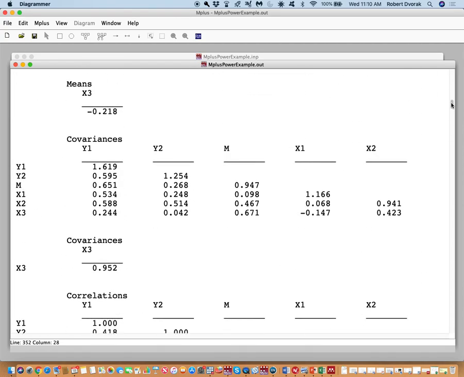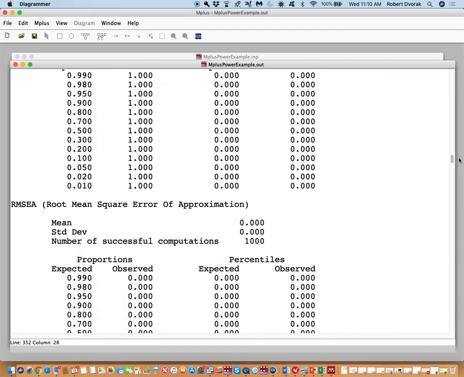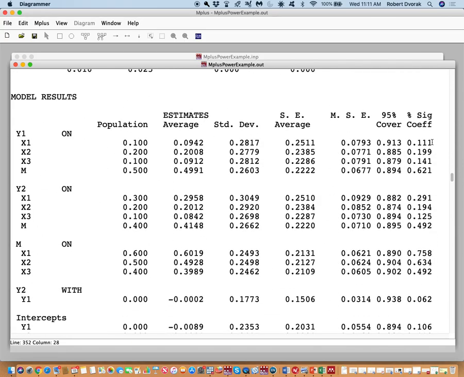Basically, what would you conclude from a power analysis with this type of power for each of these effects? Our sample size is way too small, right?